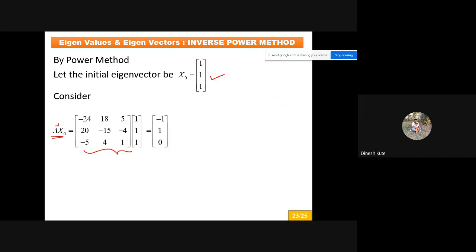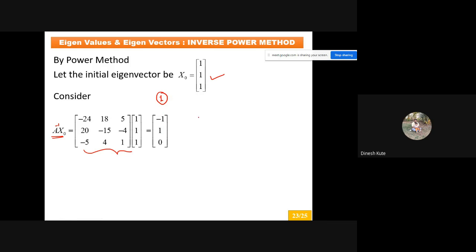So that product is minus 1, 1, 0. Now in this case, your largest value is 1, and there is a problem with sign. That minus sign is also there, that plus sign is also there. So in this case, you can take minus 1 common, or you can take 1 common. As we know, we have to take the largest eigenvalue common with sign.